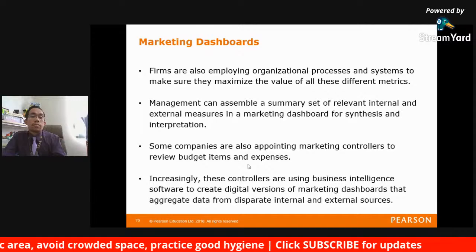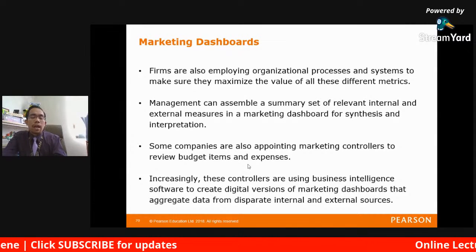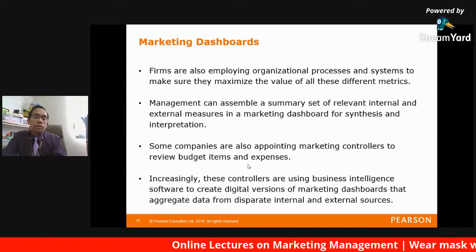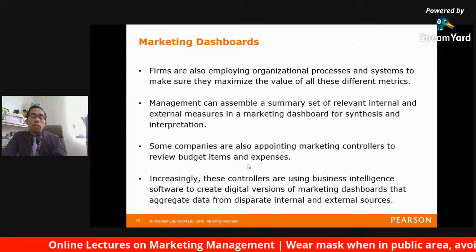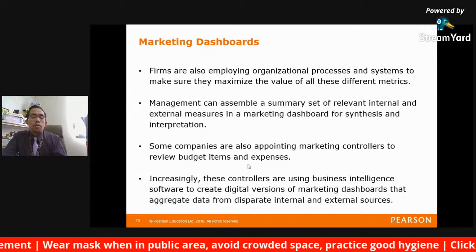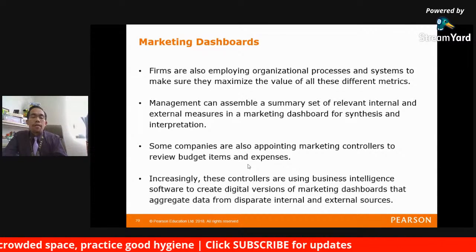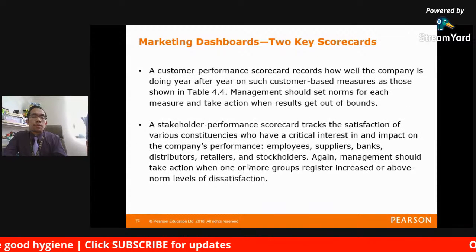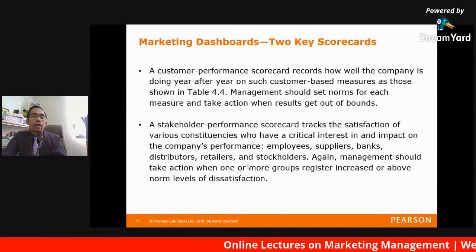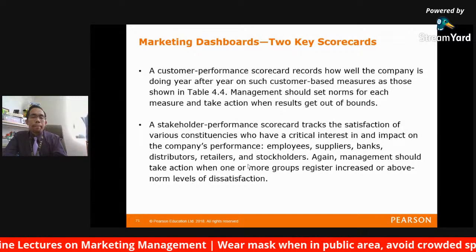This is why we talk about the dashboard. Most companies have their own. You need a system which can monitor your performance, how much you spend for your marketing, and how much you earn from the action that you have taken. Two key scorecards when talking about dashboards: the customer performance scorecard and also the stakeholder performance scorecard.